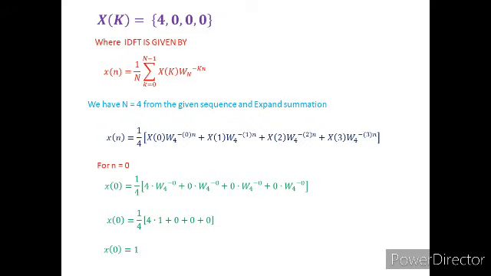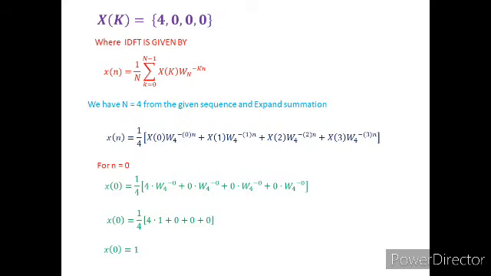We get x of n as, for k is 0, W4 to the power of 0 into n. X of k is 1: X of 1, W4 to the power of minus 1 into n. K is 2: X of 2, W4 to the power of minus 2n. Here k is 3: X of 3 into W4 to the power of minus 3n. Now, since there are k values as 4, we have to find for the n values.